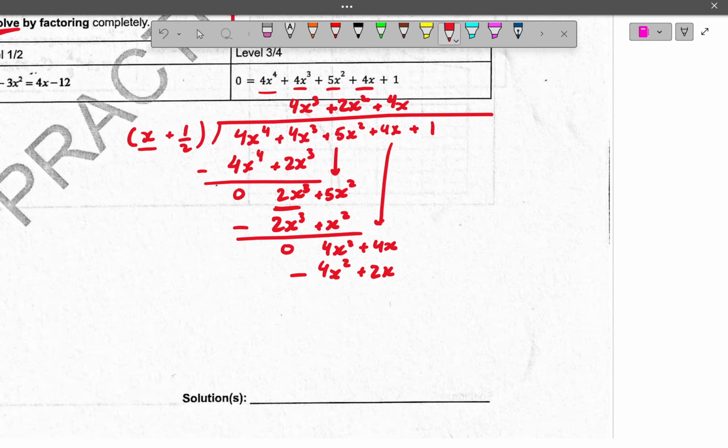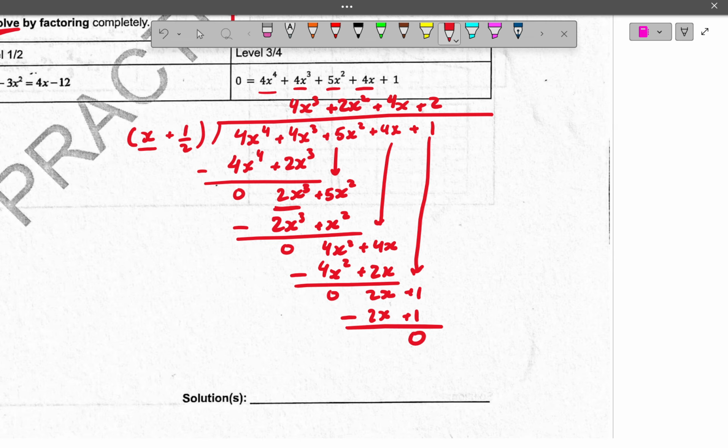That's 0, and 2x. Now I need to find the last one, which is going to be 2, because 2 times x gives me 2x, and 2 times a half is just 1, and we should get 0. So we know we did it right because we have a remainder of 0. That confirms that what I'm highlighting here was a factor, because we shouldn't have any remainder. So our quotient on the top is what we now have to find another solution for. I'm going to write x plus a half. That's one of our factors of the very large fourth degree quartic.